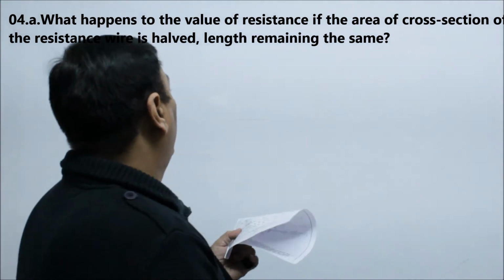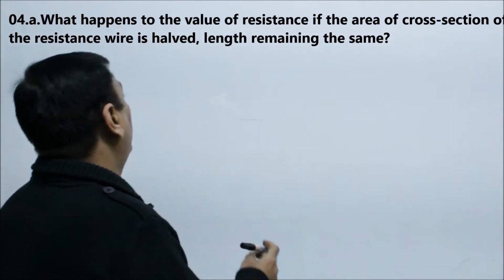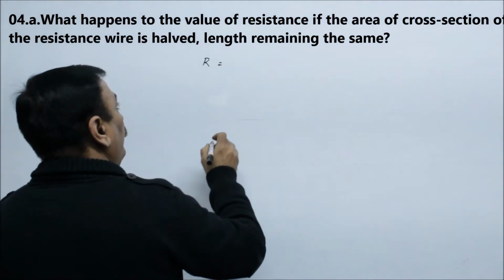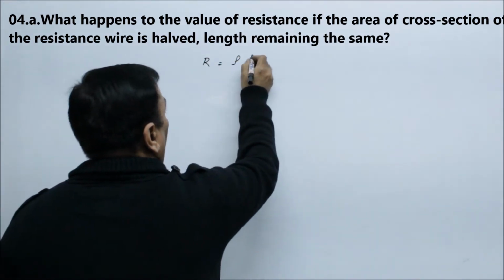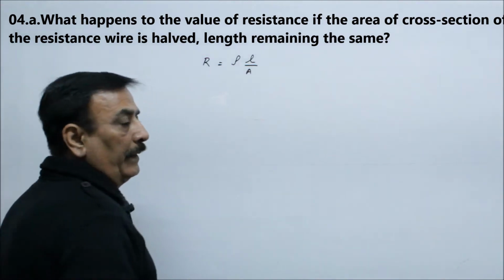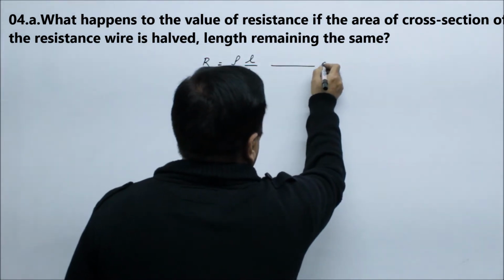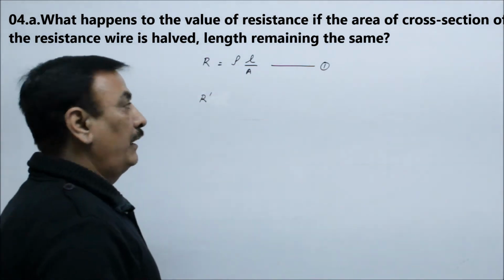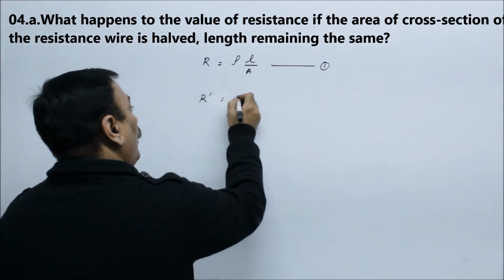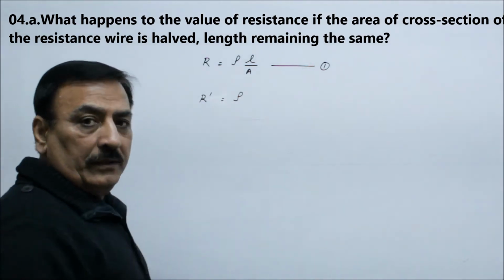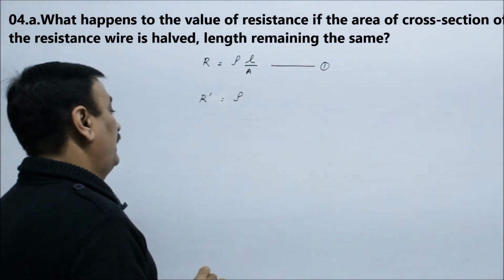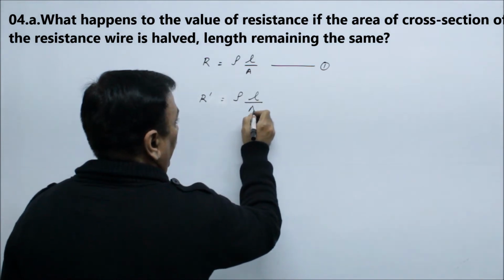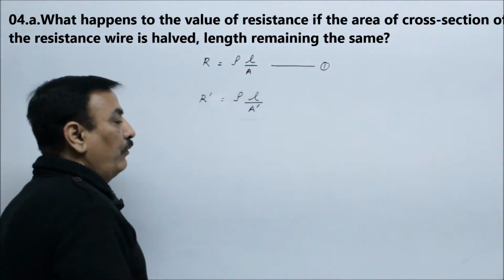So it is quite simple. You people can see. Let us write the expression for the resistance, and we know it is rho L over A. Call it equation number 1. New value of the resistance, we can write R dash. Resistivity we will use here because nothing has been said about the material, so the material remains the same. Length also remains the same, and area of cross section is different, we call it A dash.